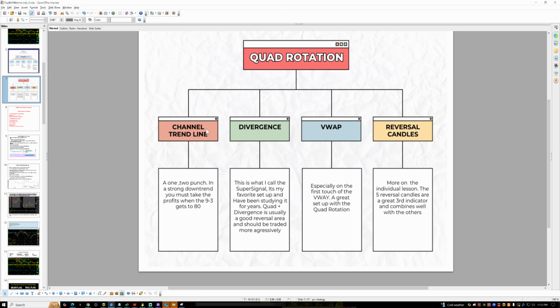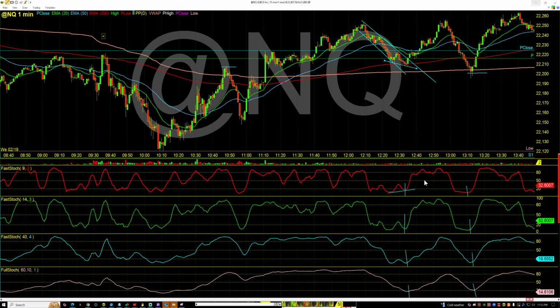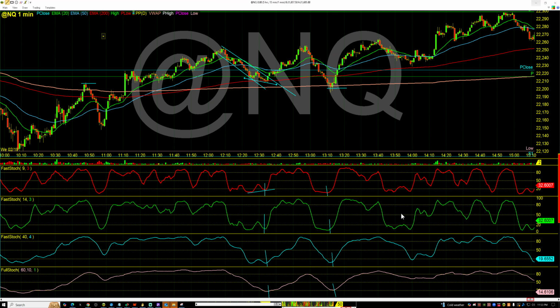We have the channel line, easy. Divergence, easy. VWAP, now reversal candles last. Now the reversal candles, I call that kind of a wild card, because that could show up as a quad rotation. They could show up as a divergence.